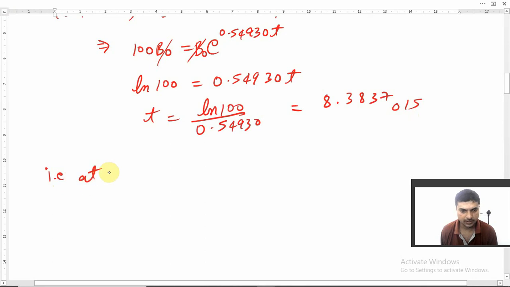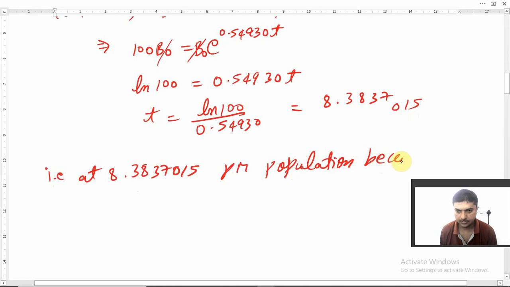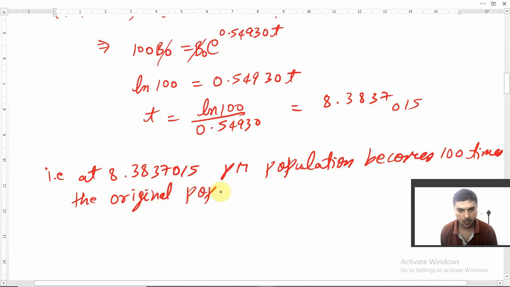Therefore, at t, that is 8.383715 pm, the population becomes 100 times the original population. This is the answer.